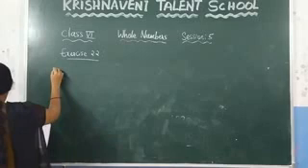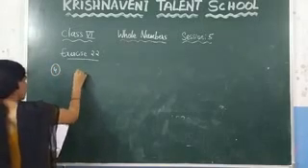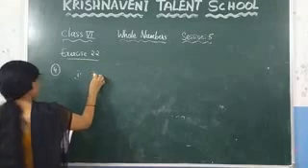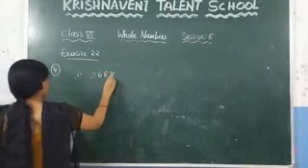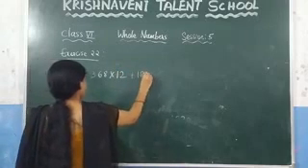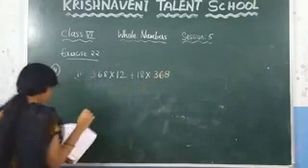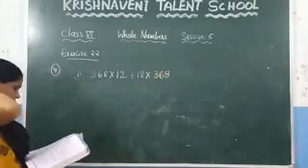Fourth question. Find the value of the following. In that first question, 368 into 12 plus 18 into 368. Here one more problem is given that you can do in the same way.